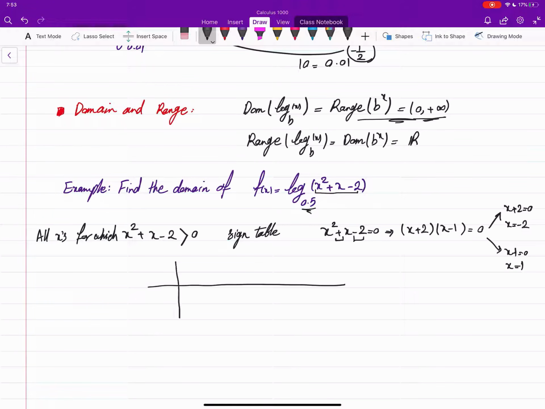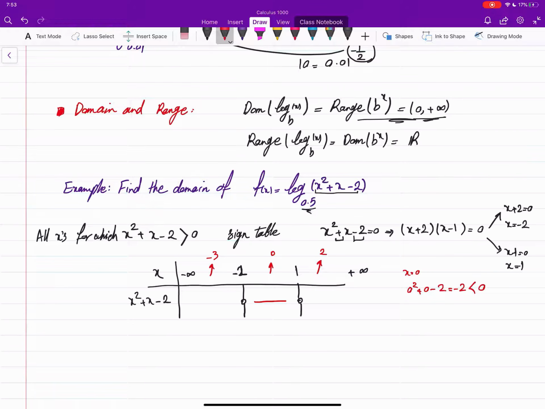Okay, the sign table now, for x squared plus x minus 2. These are values of x from -infinity to -2, from -2 to 1, and from 1 to +infinity. We know that at these points we get 0. Well, find sample points here. For example, plug in -3, 0, and 2. At 0, we have 0 squared plus 0 minus 2, which is -2. This is a negative sign.